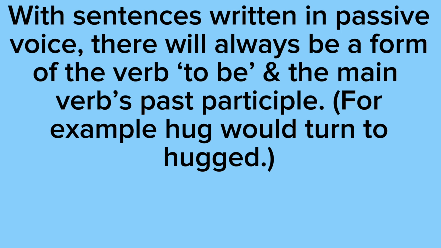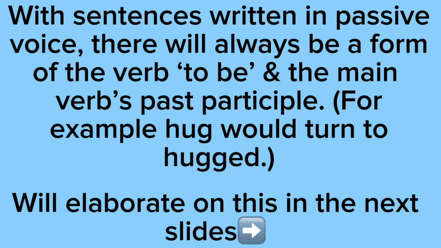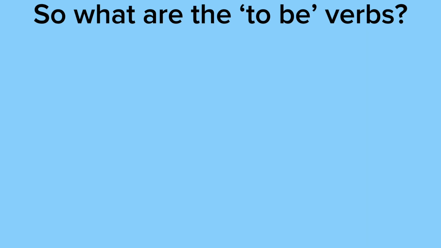With sentences written in passive voice, there will always be a form of the verb to be and the main verb's past participle. For example, hug would turn to hugged, and I'll be elaborating on this as well. So I'm going to be making another video about the to be verbs, but for the sake of this video, you need to know about the to be verbs, so I'm going to give you some info about them in this video. So what are the to be verbs?